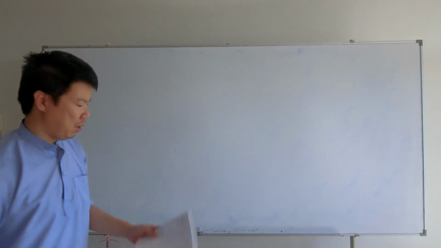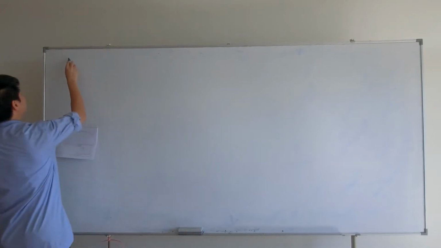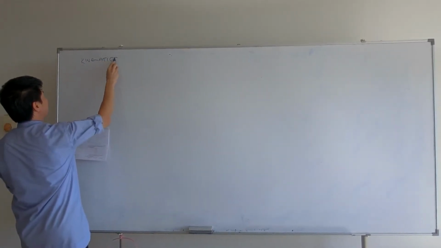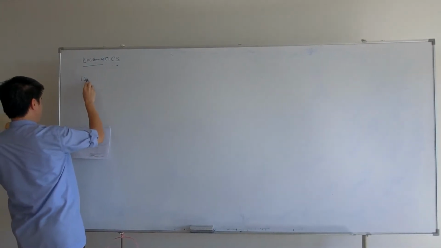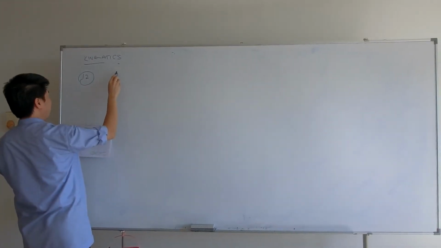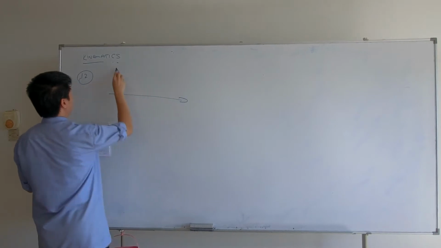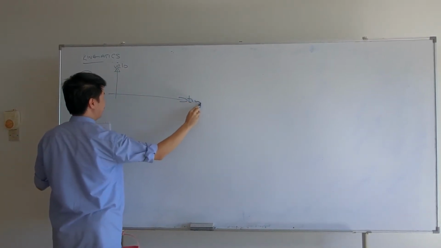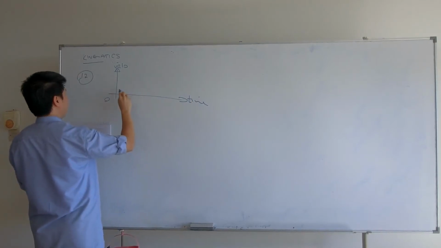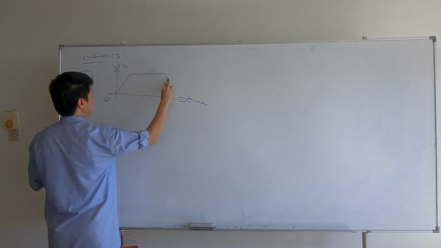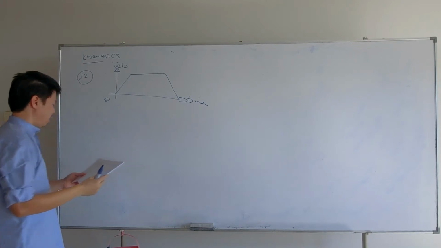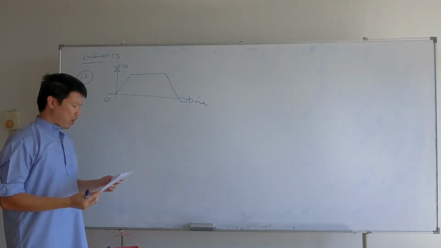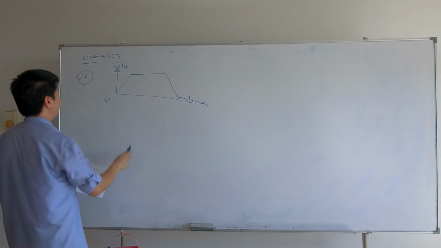We're doing question 12. Kinematics. Question 12. You have a graph of velocity against time, and it looks like this. The graph of velocity against time is for an object moving in a straight line. What is the corresponding graph of displacement against time?